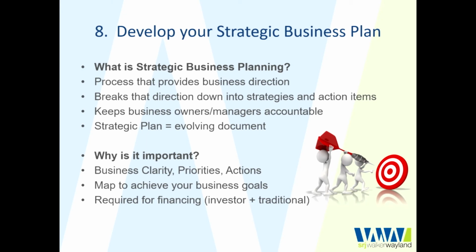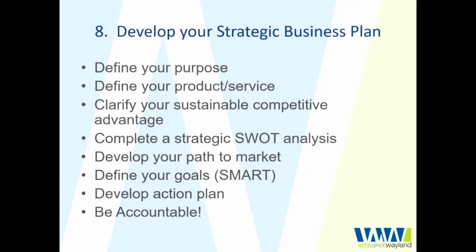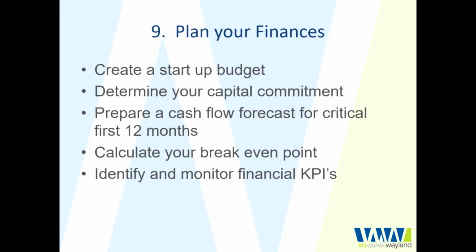As a not-for-profit, if you are going for some larger grant funding programs, at a minimum they will require a business plan supported by financial forecasts. So in your business plan, you need to be defining your organisation purpose. What do you do and why do you do it? What need are you addressing in the community? What's your sustainable competitive advantage? So your sustainable competitive advantage is what makes your not-for-profit organisation different to all of the 700,000 other community organisations that already exist within Australia. Complete a strategic SWOT analysis, develop your path to market, define your goals, make them SMART: specific, measurable, achievable, realistic and timely. Develop your action plan and hold each other accountable.